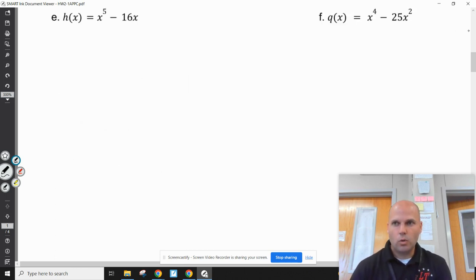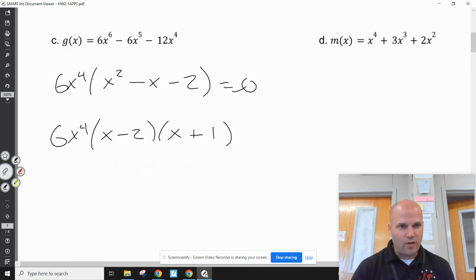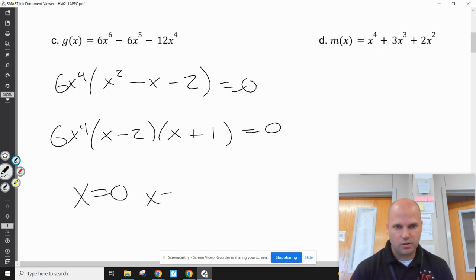So once we get that, we are ready to find the zeros. Now here, since x is on the outside, if you plug in 0, you get a 0. If you plug in 2, if you plug in negative 1.